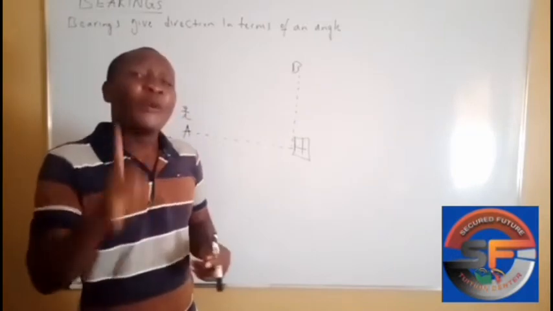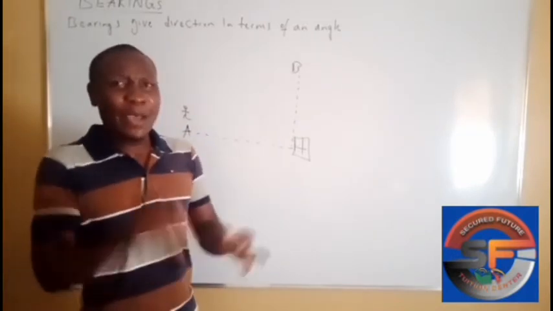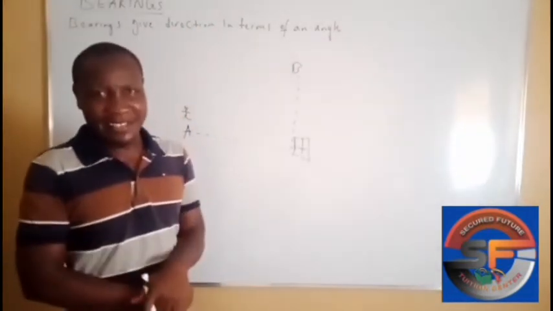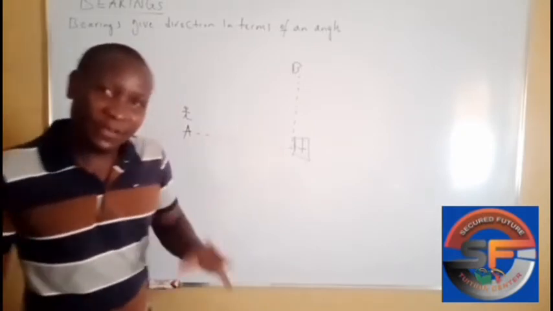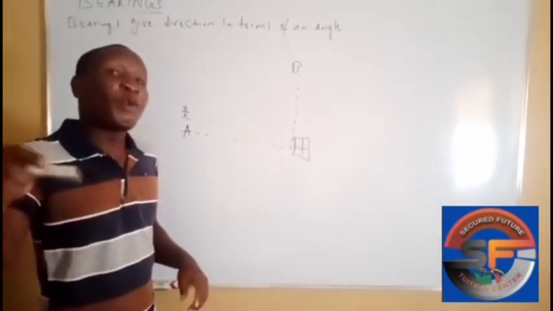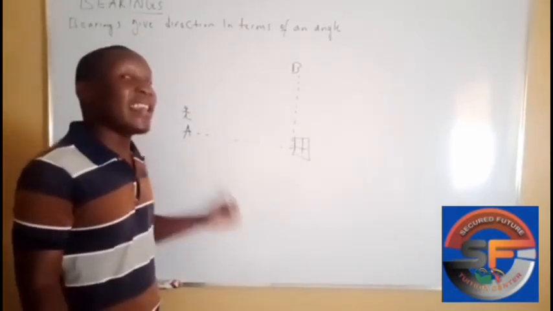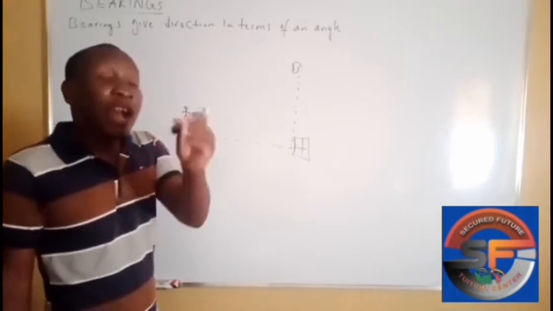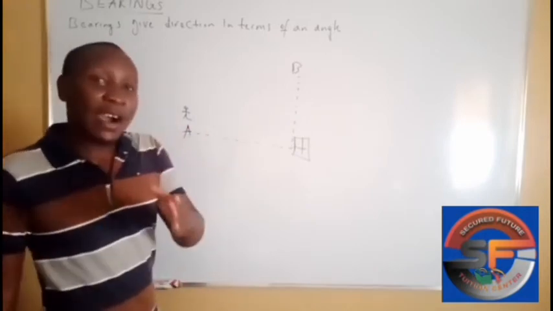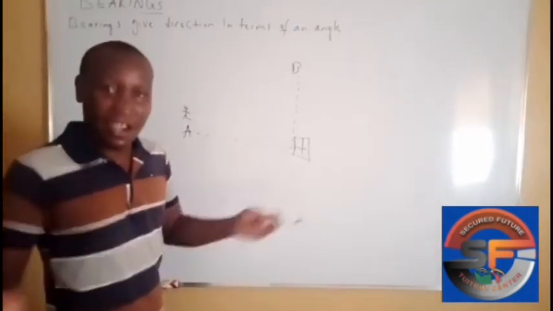Now, we can give John the same directions, but now we want to use an angle. When you use an angle, it means you're using what? Bearings. Bearings give directions in terms of an angle. So we want to give John directions to B using the angle, meaning we are using bearings, since from our definition bearings give direction in terms of an angle.